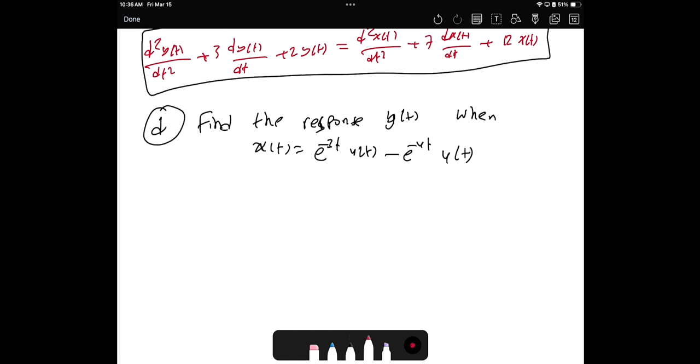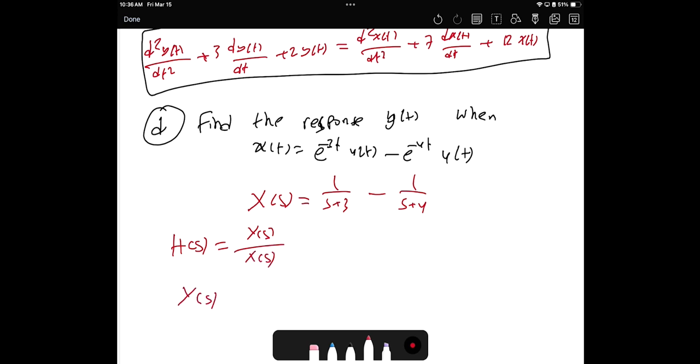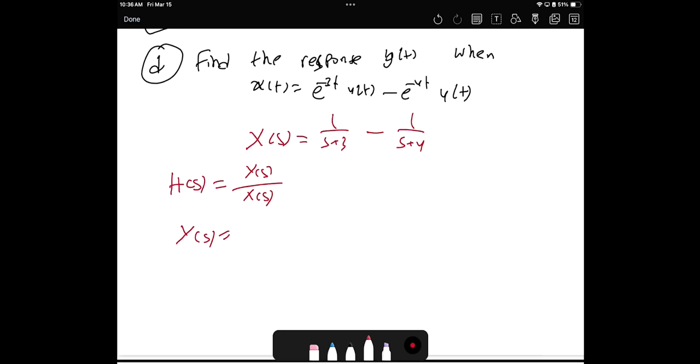Let's convert this into x of s, the Laplace transform. X of s, since it's exponential, will be 1 over s plus 3, then minus, it's negative 4, so 1 over s plus 4. Okay? You agree with me on this? Just Laplace transformation. Now, we know the transfer function h of s equals y of s divided by x of s. So as a result, in order to find y of s, it will be h of s times x of s. Do we know h of s? Yes, we already found it. Do you know x of s? Yes, we just calculated it here.